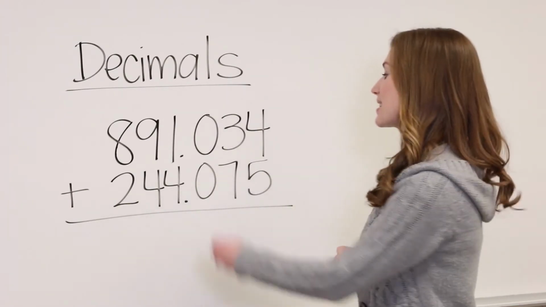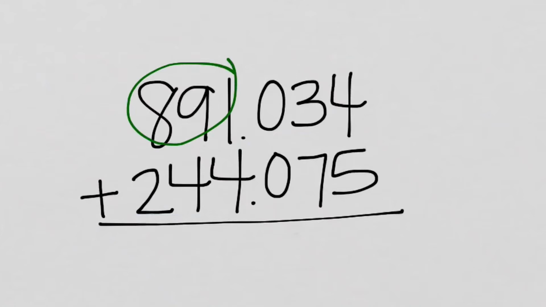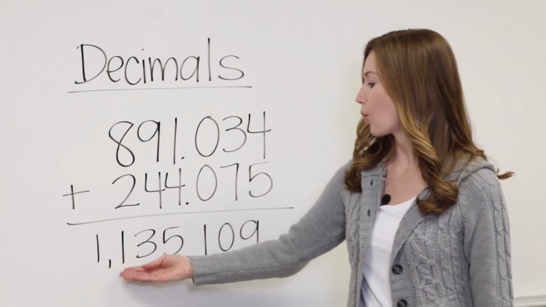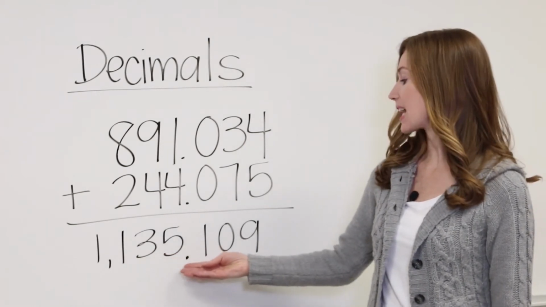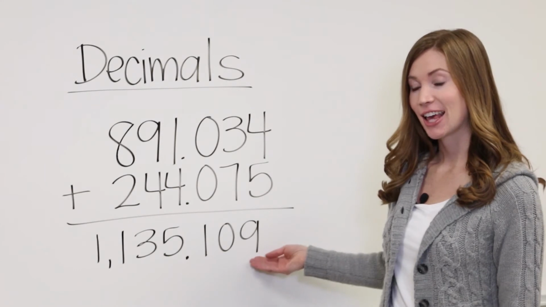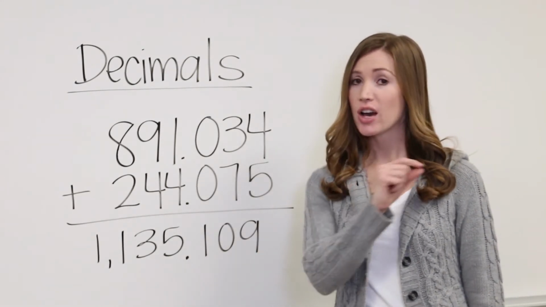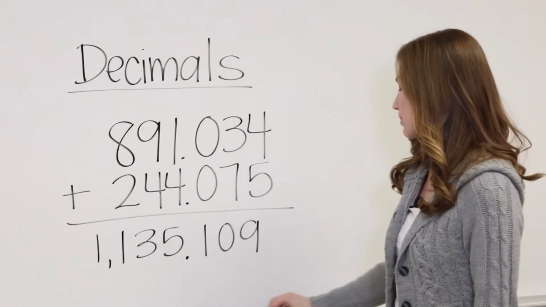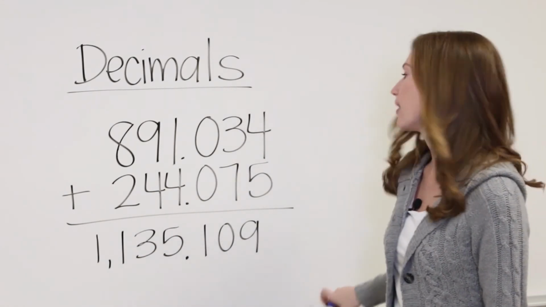The only difference is now we have 3 digits to the left of the decimal point, all of our wholes, and 3 digits to the right of the decimal point, all of our parts. Let's see how you did. You should have gotten 1,135 and 109 thousandths. If you did, great job. Go ahead and fast forward to problem 4. If you didn't, let's go over the problem and see maybe where you went wrong.